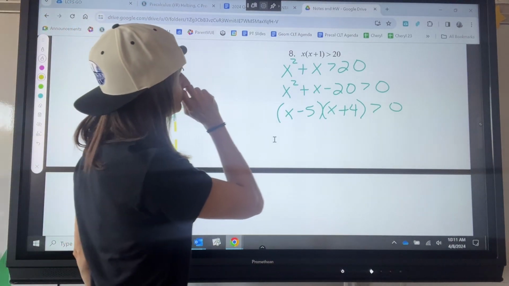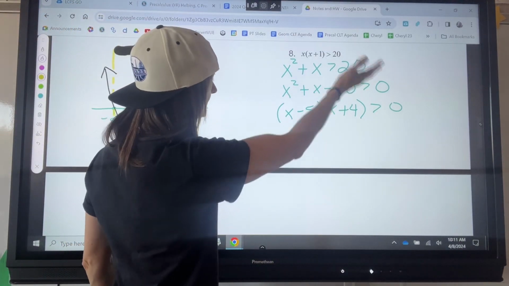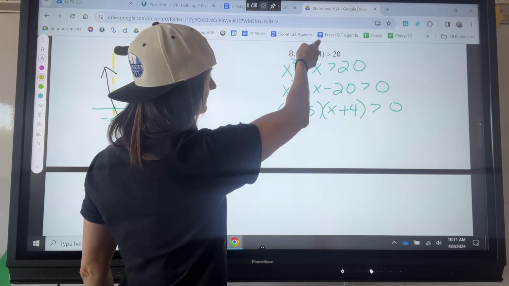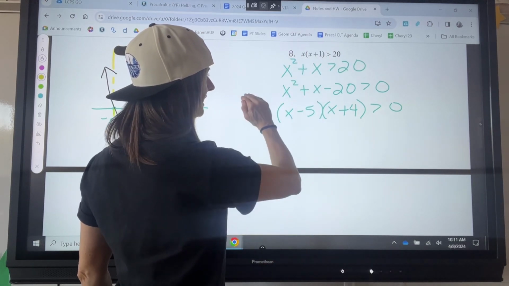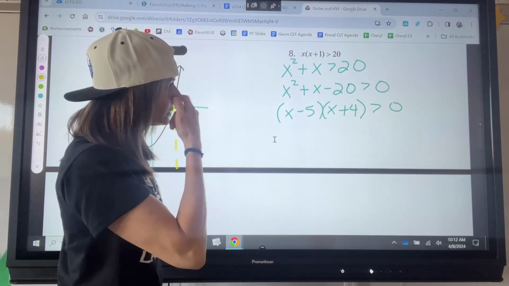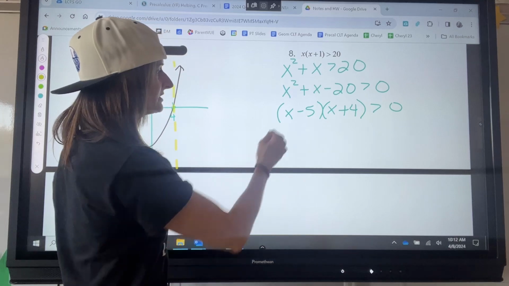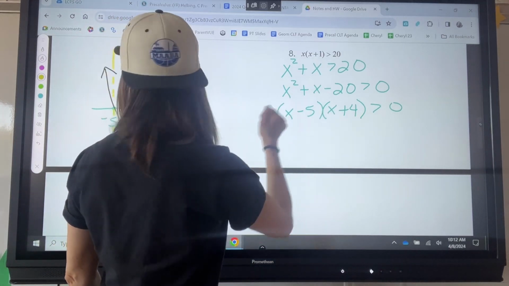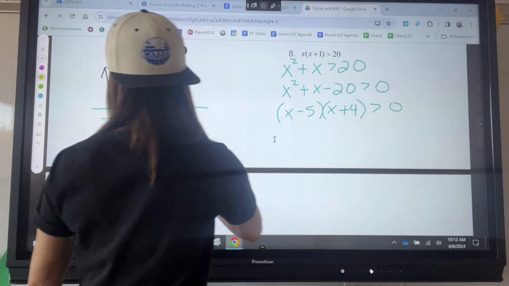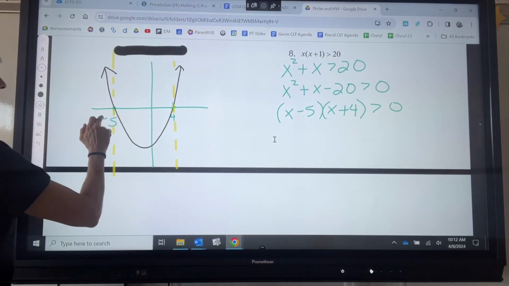So first thing, we've got to get everything to the same side and take a look and see what we have. In this case, I distributed the x, moved the 20 over, and now I've got x squared plus x minus 20 is greater than 0. So I went ahead and factored that, and I know that my zeros are at 5. Did I mess that up on my graph? I did. 5 and negative 4. Okay, it's fine.